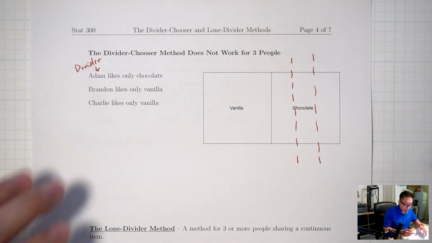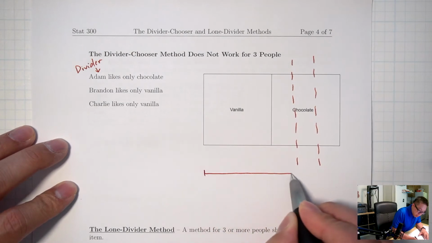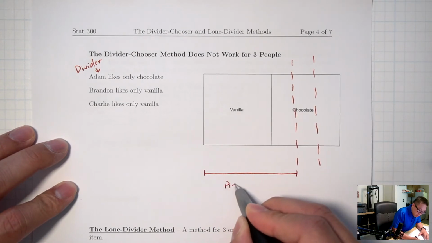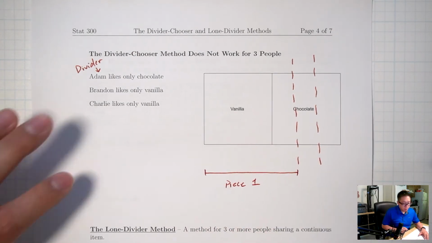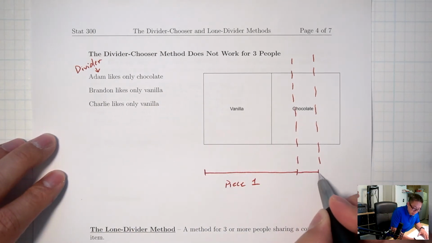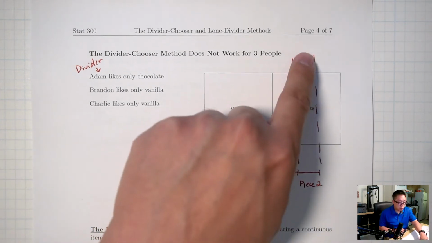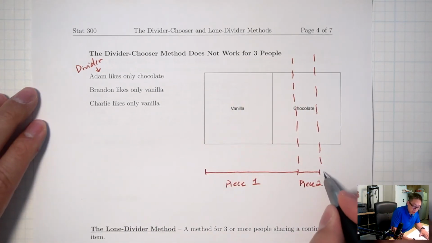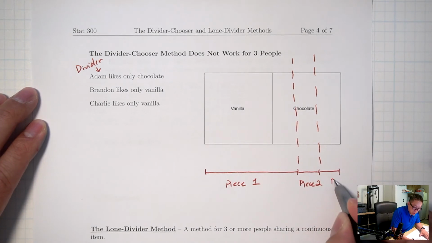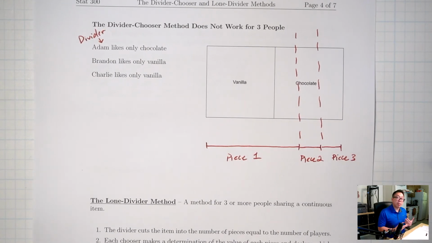So we have 3 pieces here. We have the piece on the left, which has the vanilla part. We have the piece in the middle here, which is just chocolate. And then we have the piece on the right side, piece 3, which is just chocolate. Now, what happens next?